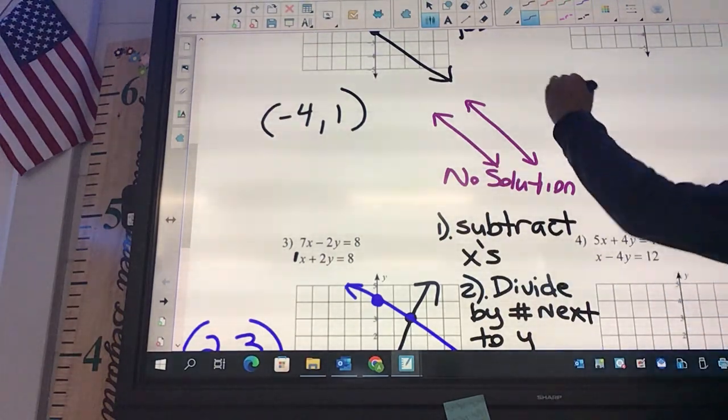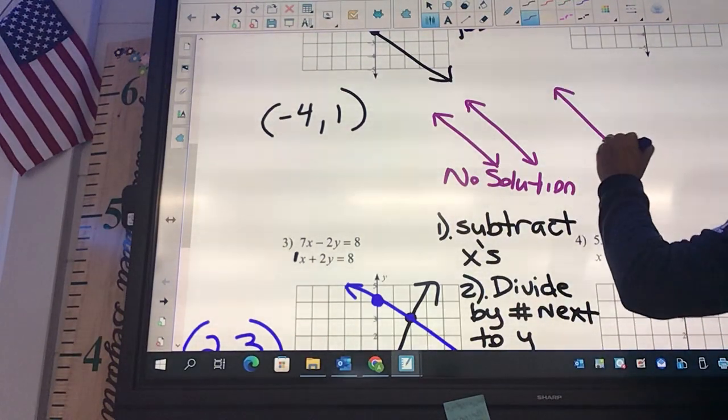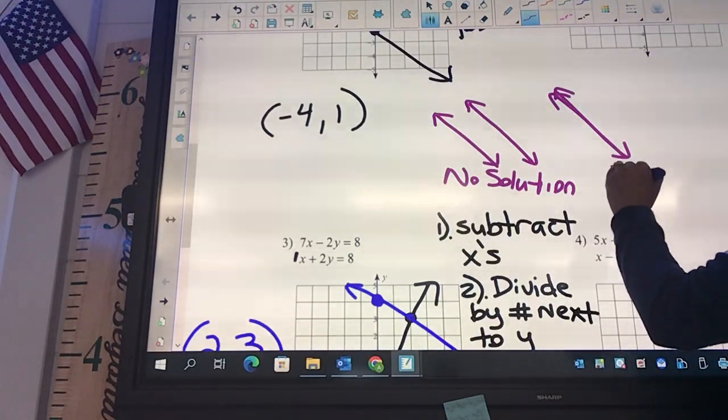Okay, and then what if they're on top of each other? Yeah, so this one's gonna be an infinite.